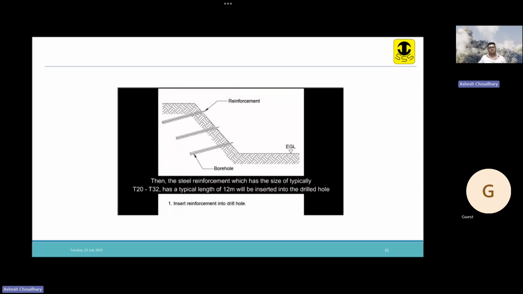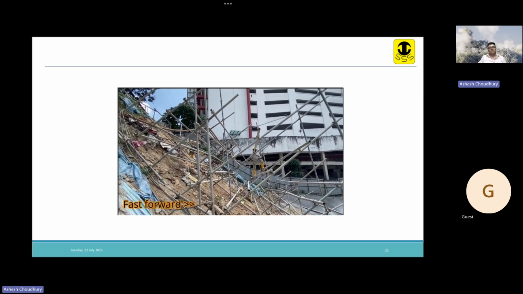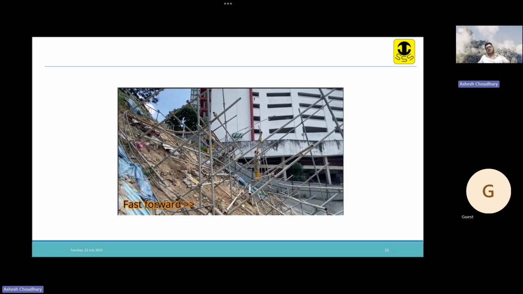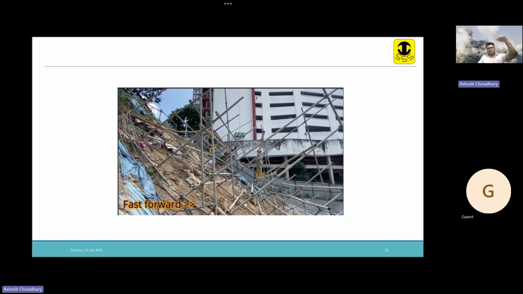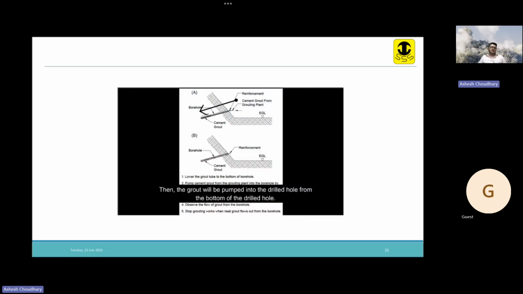Then the steel reinforcement, which typically has a size of T20 to T32 and a length of 12 meters, will be inserted into the drill hole. Reinforcement is being inserted. Initially you drill the hole, you do air flushing, then you take out your drilling machine and drilling rod, and then you insert the reinforcement.